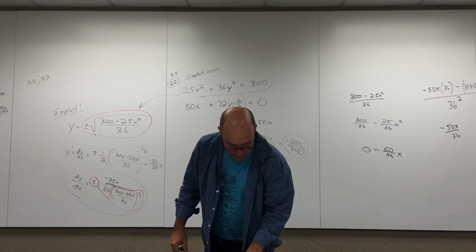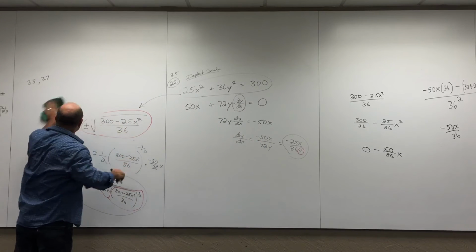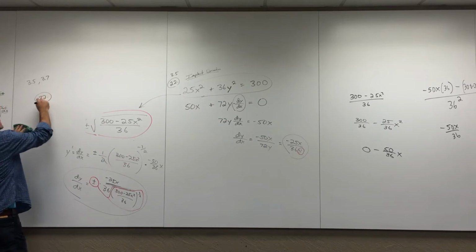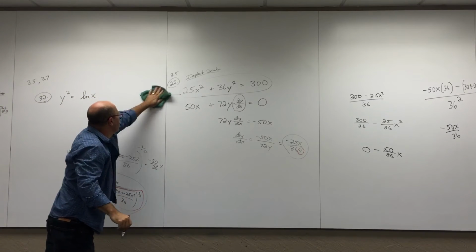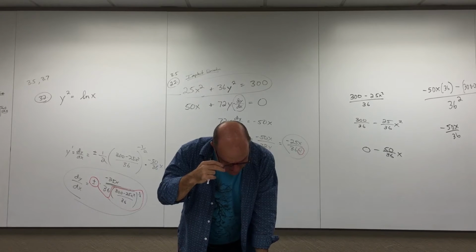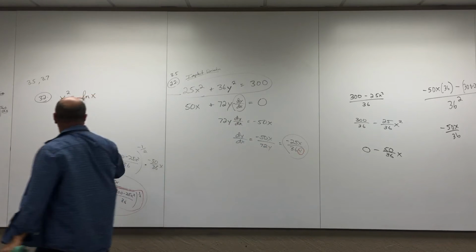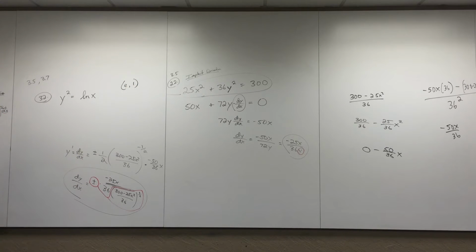Here, let's try another one. Here's number 32: y squared equals ln x, and I'm at the point (e, 1). Evaluate the derivative at the given point. All right, you guys ready? I want to do a derivative. This is pretty darn simple, but it is not explicit. It's this new thing. It is implicit.